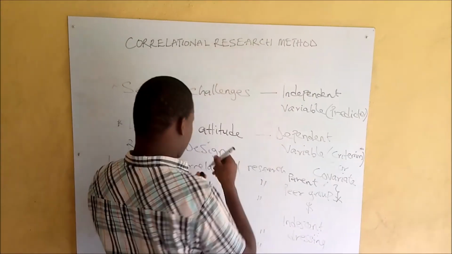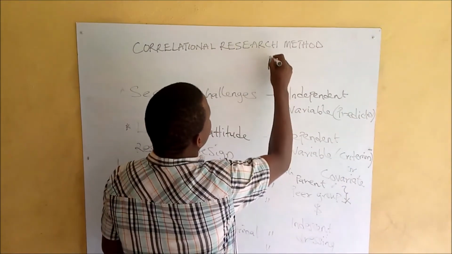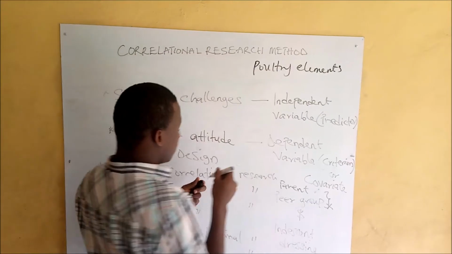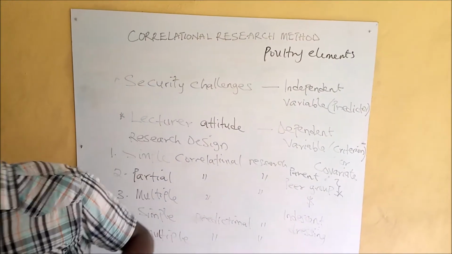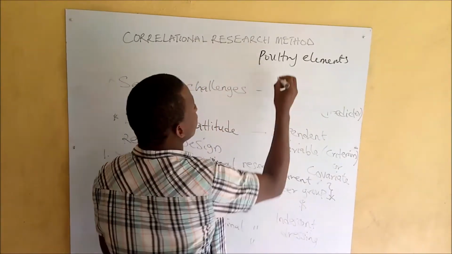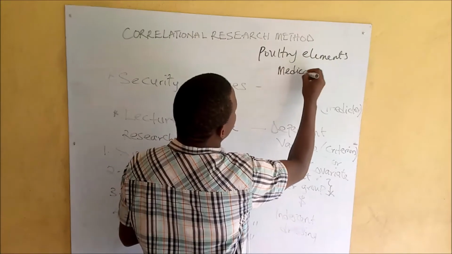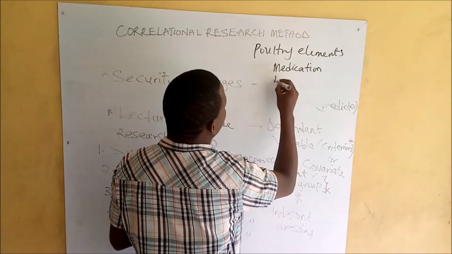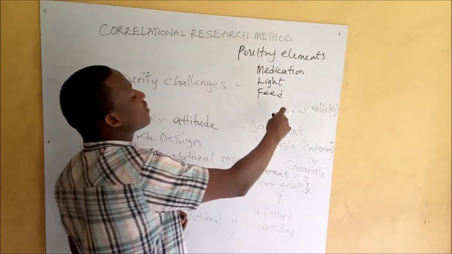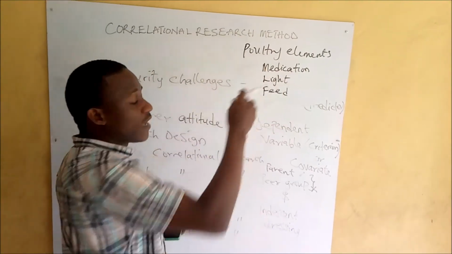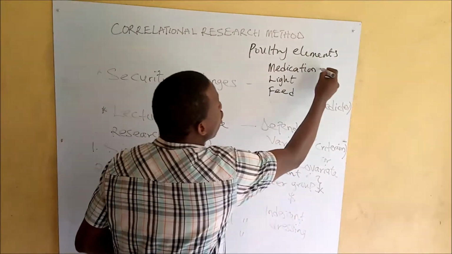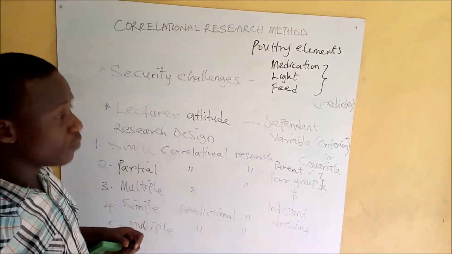The poultry elements here can be: we use medication, we use light, and we also use feed. We want to check the relationship between these elements and the rate of eggs laid by a layer. So these are all independent variables.